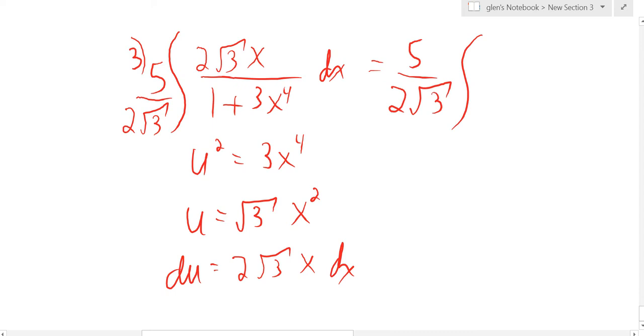Wouldn't du be 1 over 2 over 3? No, why? If you derive u, you get du. It's root 3 times 2x.